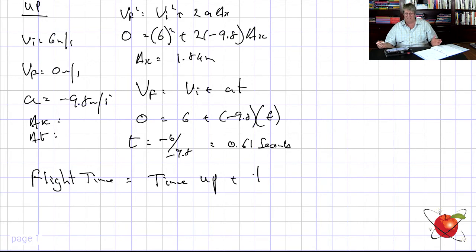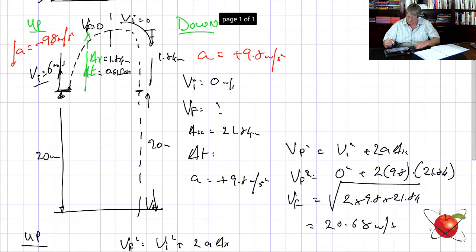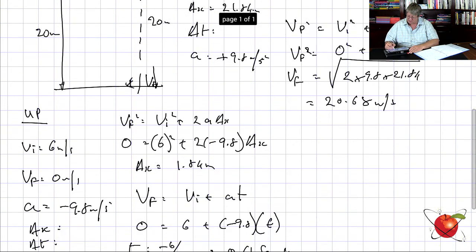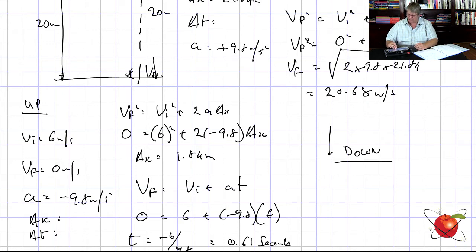The next thing is they say to us, okay, what is the time of flight? What do they mean by flight time, time of flight? The flight time, quite simply, is the total time that it spends in the air. In other words, flight time is going to be equal to time up plus time down. So now I need to work out, okay, hold on, how long did it take to go from the top over here to the ground?